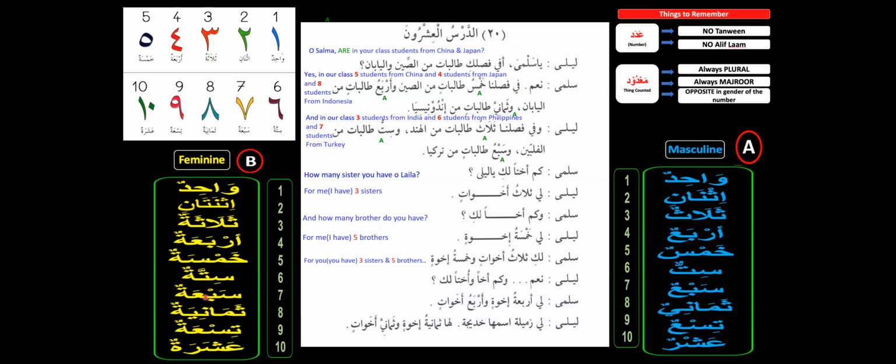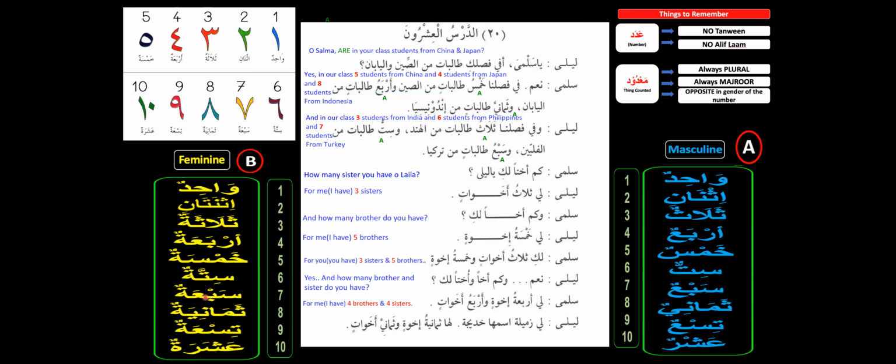Layla is saying, Naam. Wa kam akhan wa ukhtan laki? Yes, and how many brothers and sisters do you have? So Salma is saying, Li arba'atu ikhwatin wa arba'u akhawatin. For me, or I have 4 brothers and 4 sisters. So then Layla is saying, Li zamilatun ismuha Khadijatu.